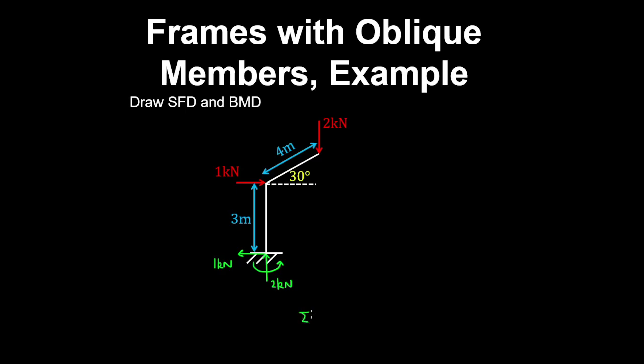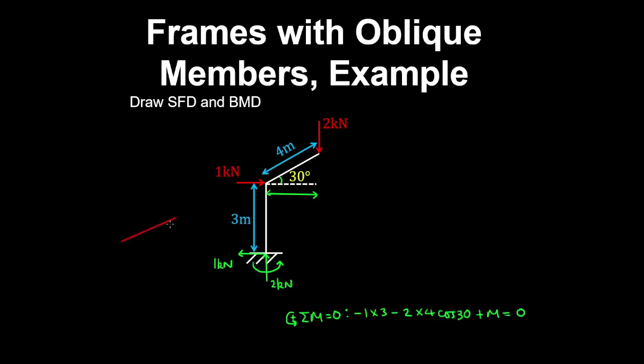So by equilibrium of moments about the fixed support, with anti-clockwise being positive, we have minus 1 kilonewton by the moment arm, minus 2 kilonewtons by the moment arm, which is 4 cosine 30 degrees. And plus the moment reaction is 0.